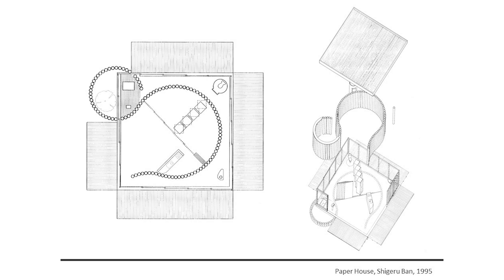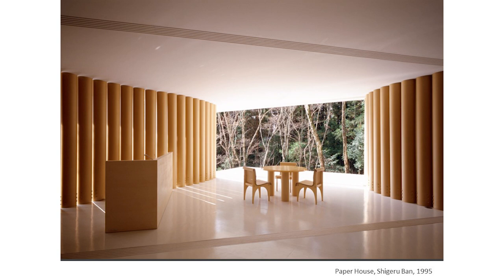This is the communication with the toilet in a big tube, 150 centimeters in diameter. Shigeru jokes that in case of emergency, if your toilet paper runs out, you can always tear something from the wall. And here you have a little bathroom with a private garden, also surrounded by paper tubes. Beautiful view from the house, minimalistic architecture.